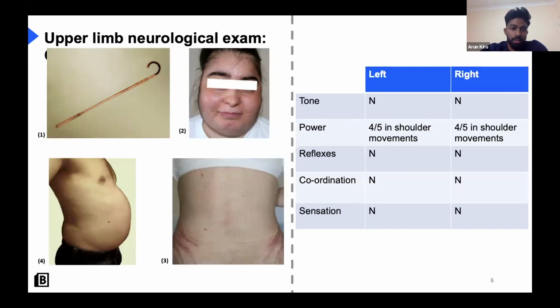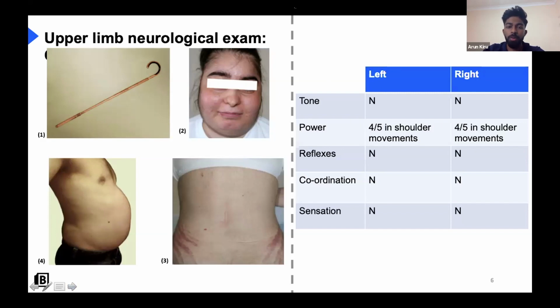So have a look. We can see a walking stick. We can see just looking at the patient's face. I'm not going to give any clues away, looking at the patient's tummy. And these are actual findings when we do our examination. So tone is normal, reflexes are normal, coordination is normal, sensation is normal. And the only real positive finding from our neuro exam is 4 out of 5 movements in the shoulder. So really, really subtle. So actually most students will only pick up on that. But by using this case-based approach, we're showing you actually pick up on everything else globally there.